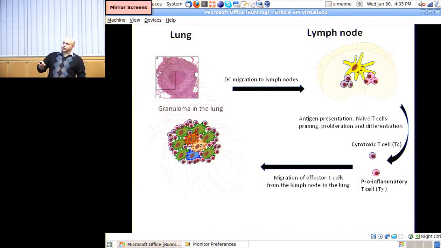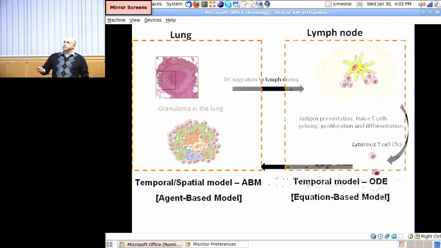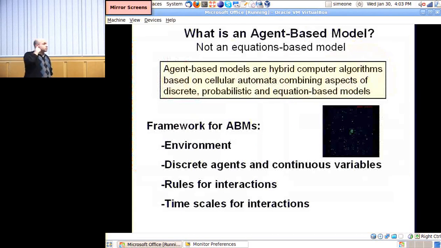Now, I show you this cartoon where we have granulomas in the lung, and the lymph node that generates effector T cells. So a reasonable idea was to track granuloma formation in the lung with an agent-based model, and track the T cell priming and the generation of effector T cells in the lymph node with a temporal model, or an ordinary differential equation.